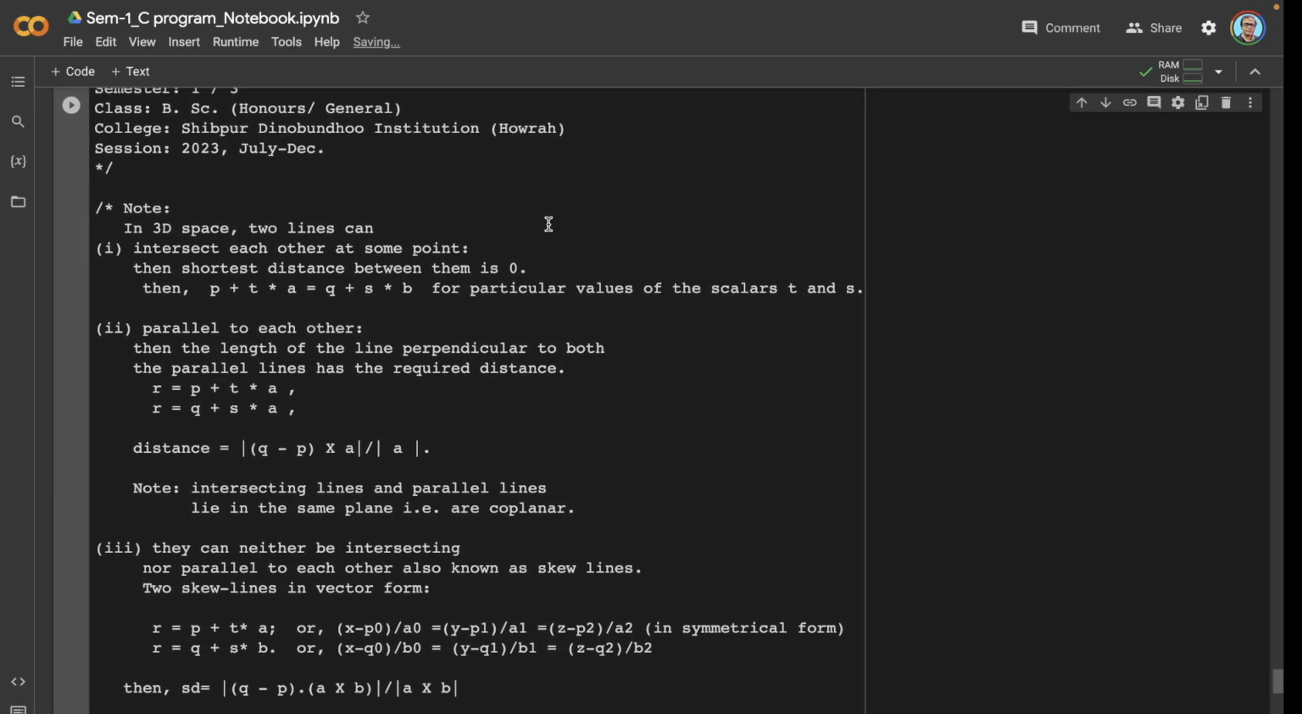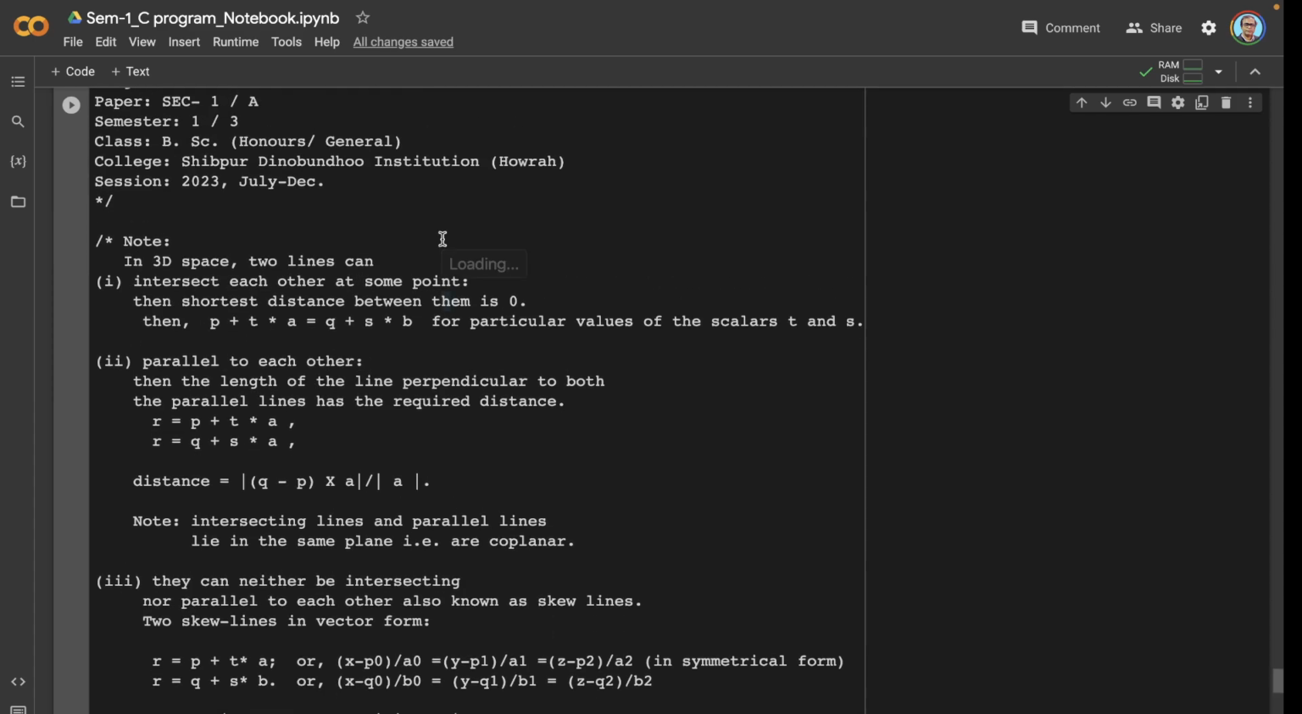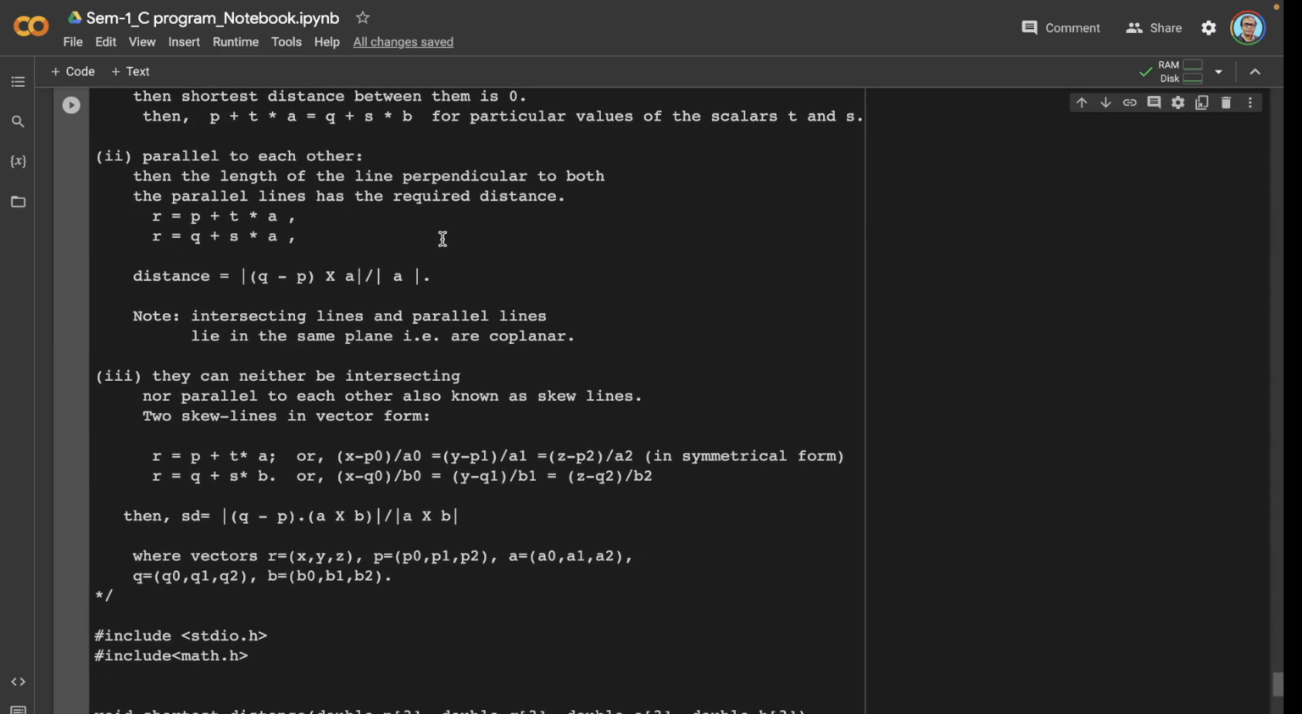So there are three cases for two lines intersecting each other at some point. If we write these two equations of two straight lines, r vector equal to p vector plus t into a vector, t is the scalar, a vector, and another is r vector equal to q vector plus s into b vector. Here t and s are scalars. Or this first straight line can be represented in symmetrical form: x minus p0 by a0 equal to y minus p1 by a1 equal to z minus p2 by a2.